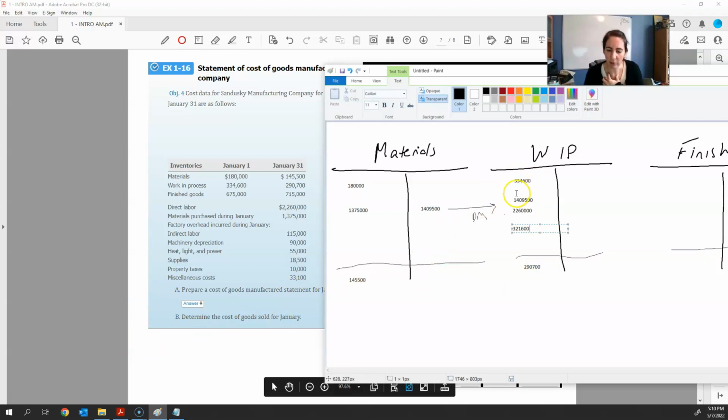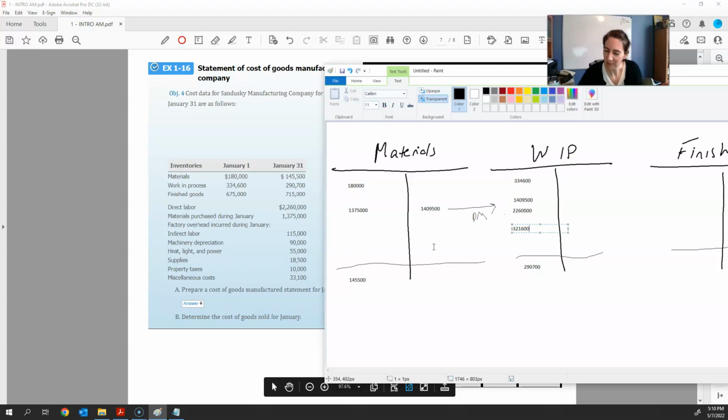So we've got 334,600, 1,409,500, 226,000. And you've got the factory overhead of 321,600. And we subtract the 290,700. Hang on. I'm going to pause this so I can do this without eating up on time. Oh, I guess I can't pause this. All right, we're going to keep rolling.